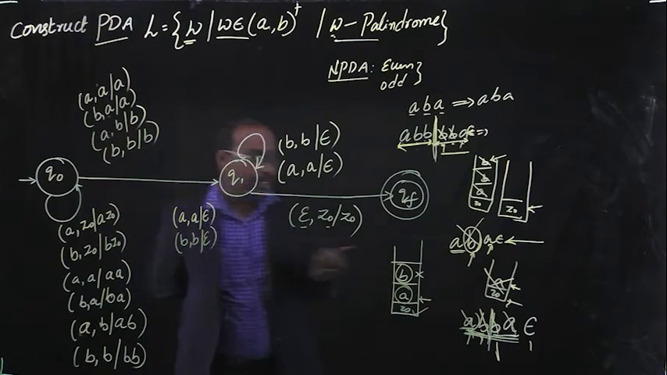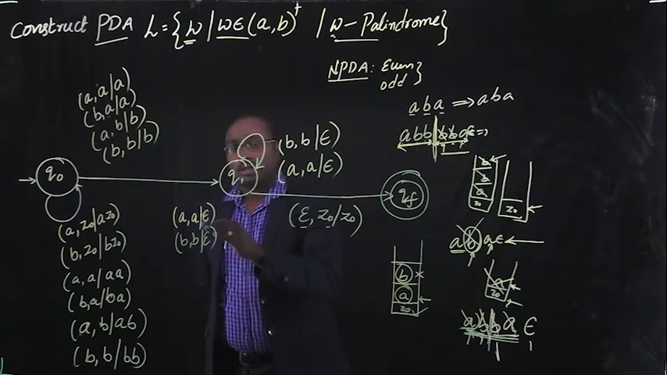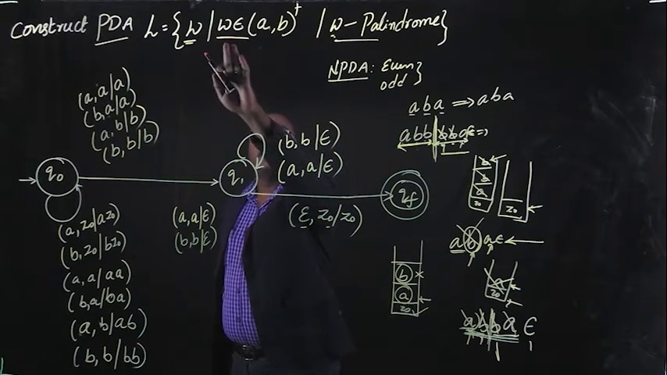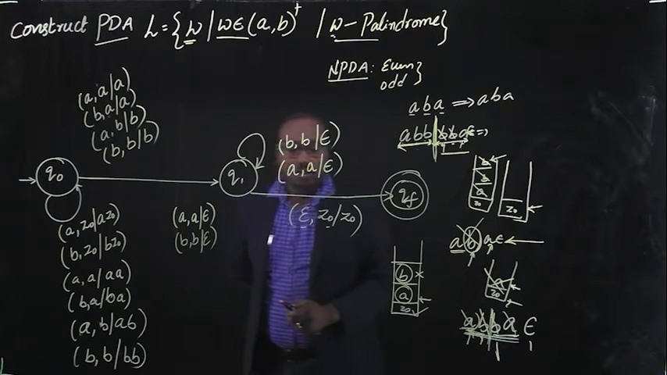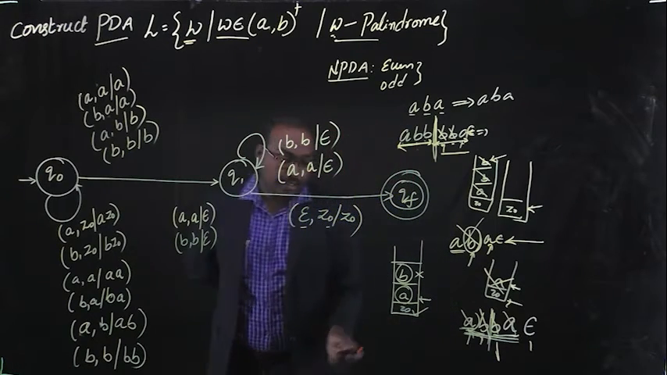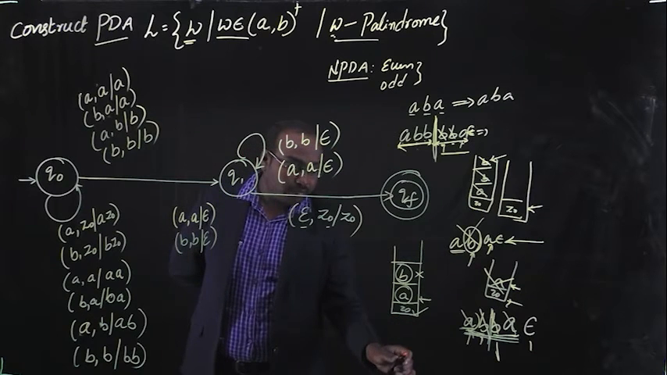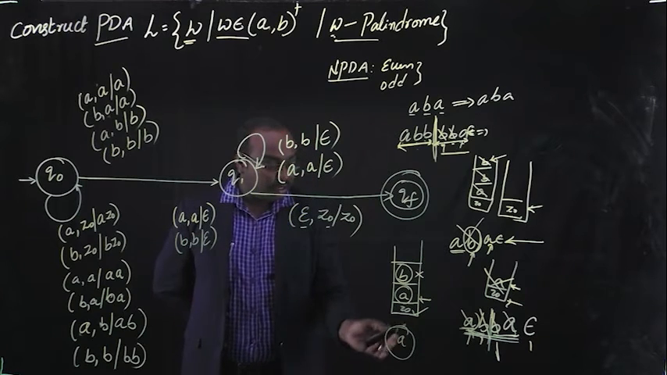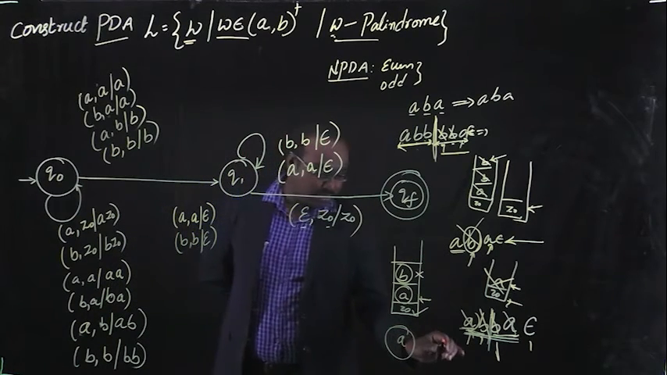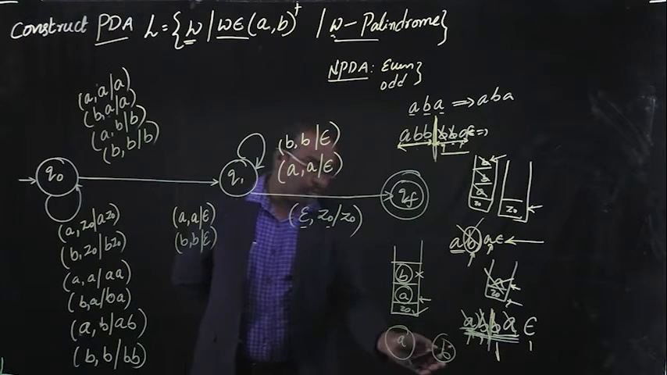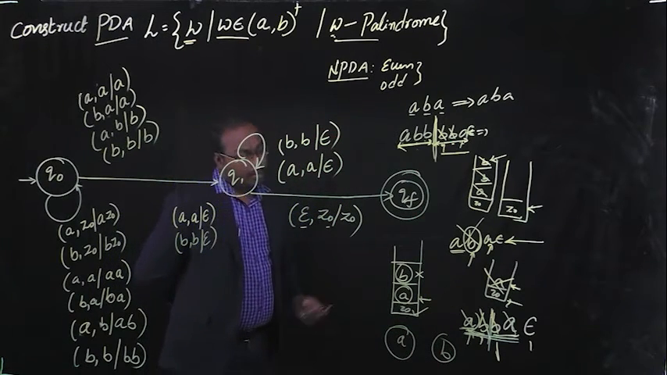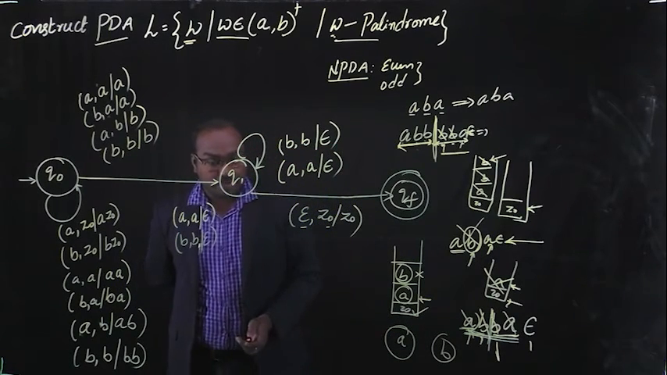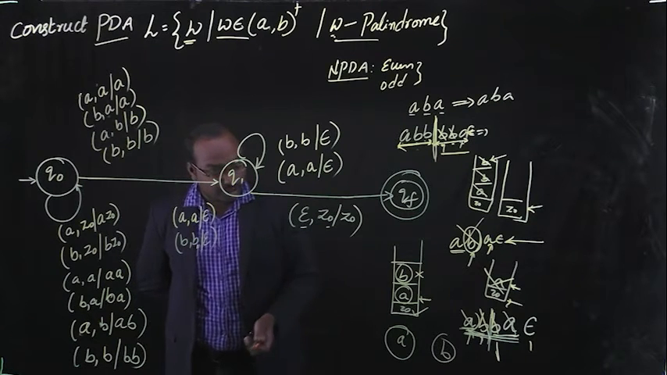Okay, so for even length and odd length strings, these are the transitions. For example, in the given problem, W belongs to (A, B)+. So here single strings also should be acceptable. For example, if the input symbol is A, then it should also be a palindrome. If the input symbol is B, then this single B also should be acceptable. So these single strings are also palindrome strings. So then how to construct this type of strings?